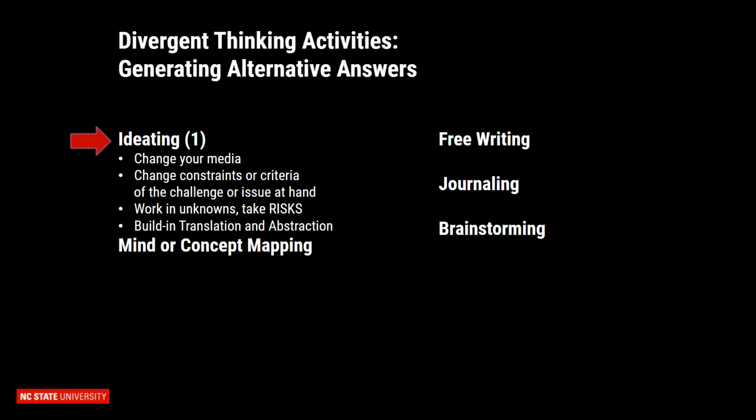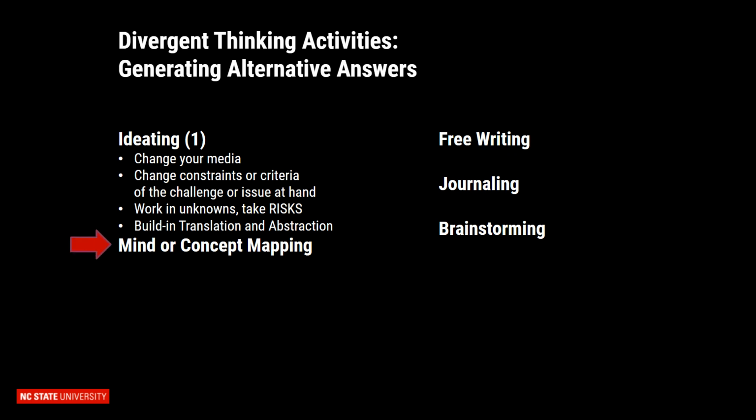Some general ways for more effective ideation are to change your media. If you or your students typically work visually, try working verbally or vice versa. Change the constraints or criteria of the challenge or issue at hand, which encourages both flexible and adaptive thinking. Work in unknowns, take risks, and build in translation and abstraction, which can help move from imitating to referencing.